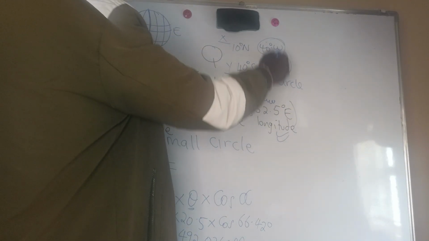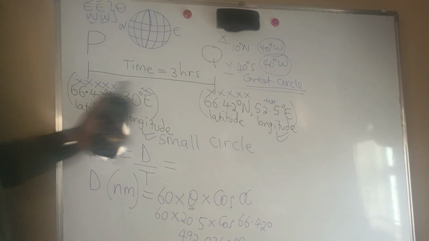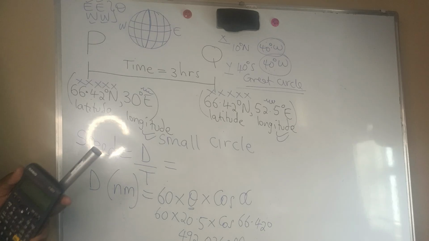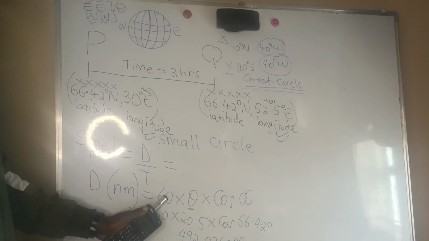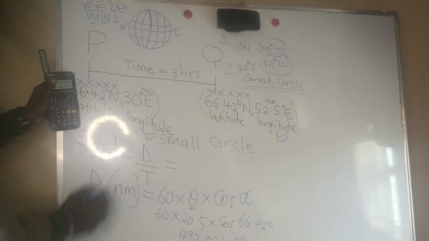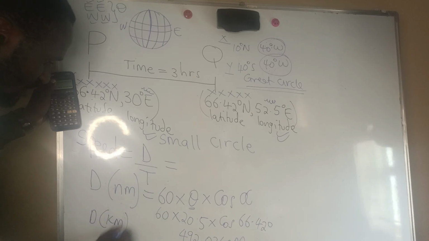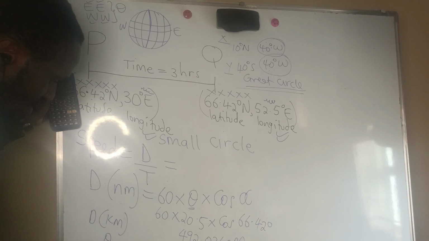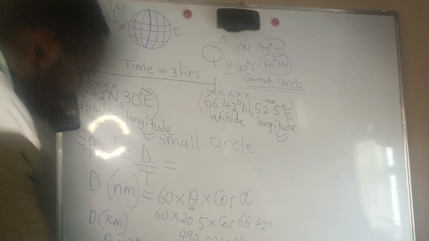So if points lie on the same longitude, then they are found on a great circle. If points lie on the same latitude, they are found on a small circle. So the formula for getting the distance between them, if lying on a small circle, in nautical miles, is 60 times theta times cos alpha. If I wanted to get the distance in kilometers between these 2 points, I would just say theta over 360 times 2 pi r cos alpha.